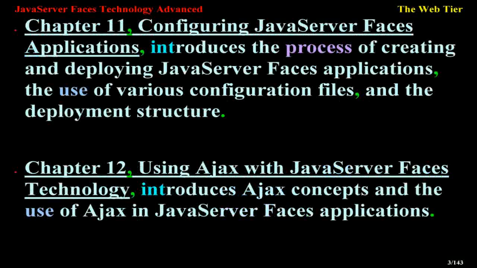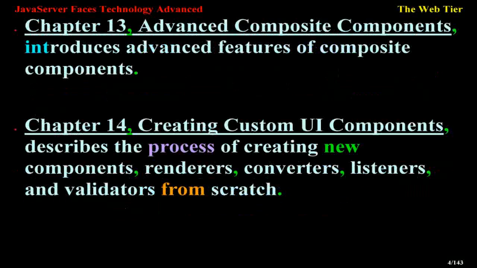Chapter 11, Configuring JavaServer Faces Applications, introduces the process of creating and deploying JavaServer Faces applications, the use of various configuration files, and the deployment structure. Chapter 12, Using Ajax with JavaServer Faces Technology, introduces Ajax concepts and the use of Ajax in JavaServer Faces applications. Chapter 13, Advanced Composite Components, introduces advanced features of composite components. Chapter 14, Creating Custom UI Components, describes the process of creating new components, renderers, converters, listeners, and validators from scratch.